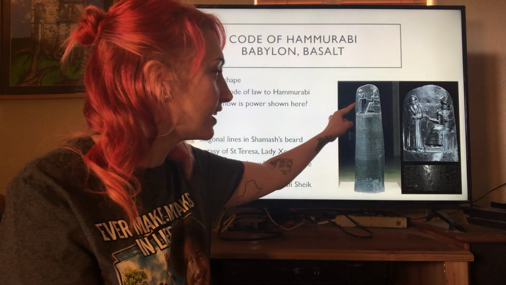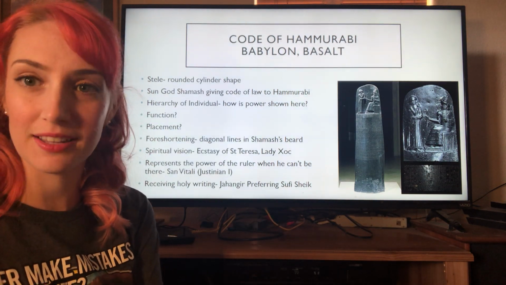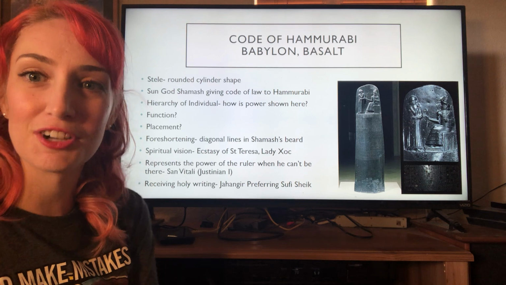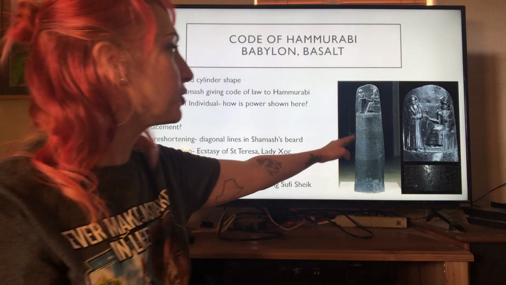There's a zoom in right here. And then beneath that is cuneiform of 384 plus codes of law. Remember, this is our first example of a code of law in civilization. So let's go back to the top.